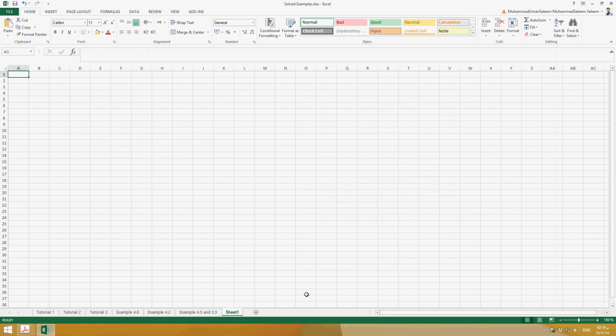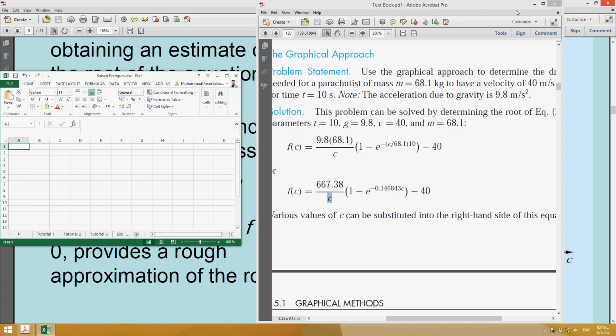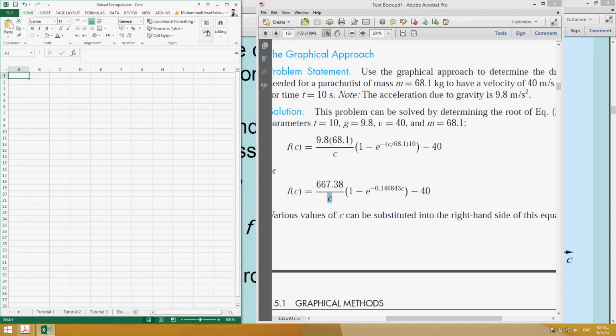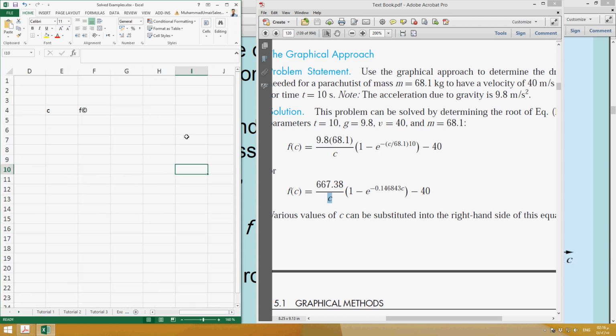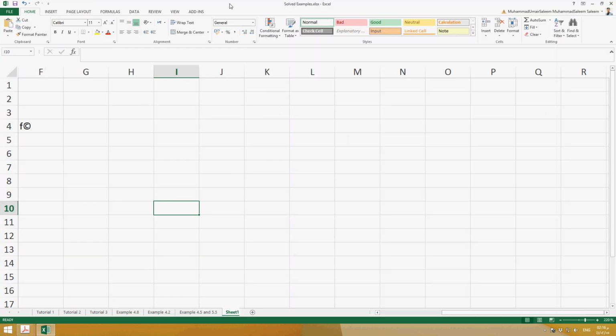On one side we can plot x, and on the other side we can call it f of x. You can also call it c or f of c, whatever you like. Anyways, I call it c and this I call f of c. Okay, so let me maximize this one.